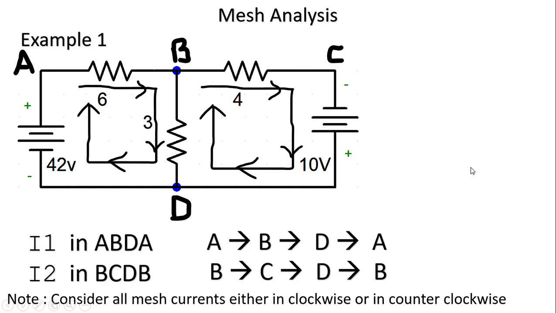Now take an example. In this example, we are assuming the current components in each single mesh. So I1 is the current in the first mesh, I2 is the current in the second mesh, right?